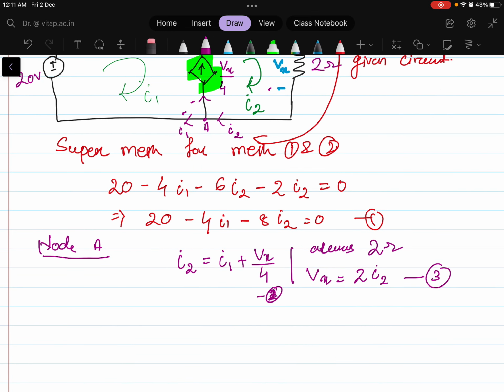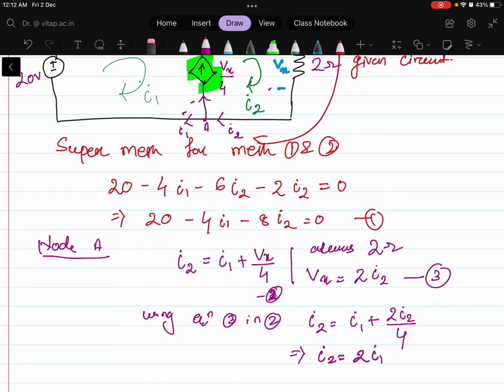Now what can we do? Using equation 3 in equation 2, what will we get? We know the Vx value now. So I2 equals I1 plus Vx value, which is 2 I2, so 2 I2 divided by 4 here. Okay. Next, if I simplify this again, what will I get? Your I2 value equals 2 into I1. So just simplifying this, I get I2 equals 2 into I1. Now let this be equation number 4.